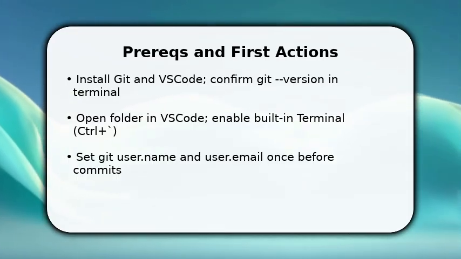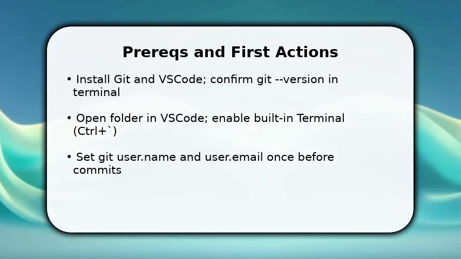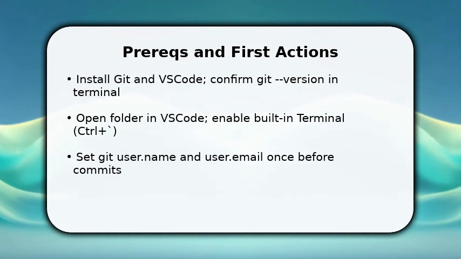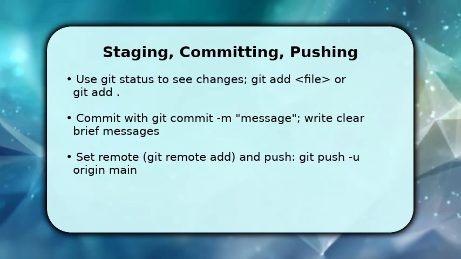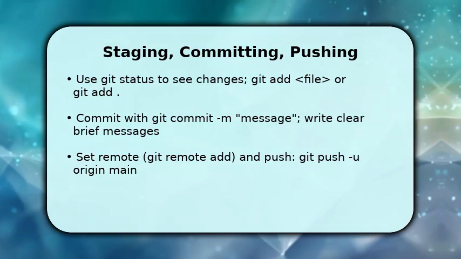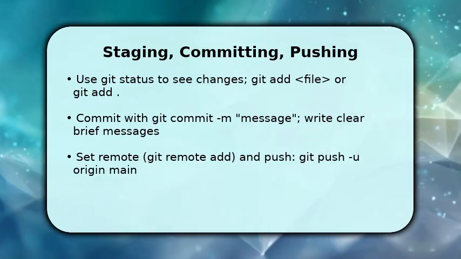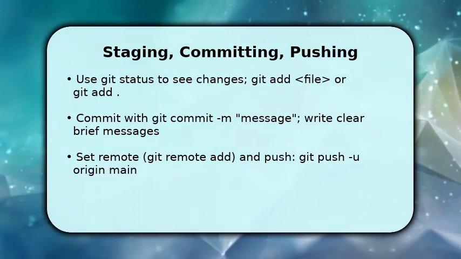Once done, initialize a repo with git init or clone an existing one with git clone URL. Make sure to save files you want tracked, but you'll now move changes through the Git workflow. Run git status to inspect modified files, then stage with git add file or git add . for everything. Once staged, commit using git commit -m "concise message" so history stays understandable.